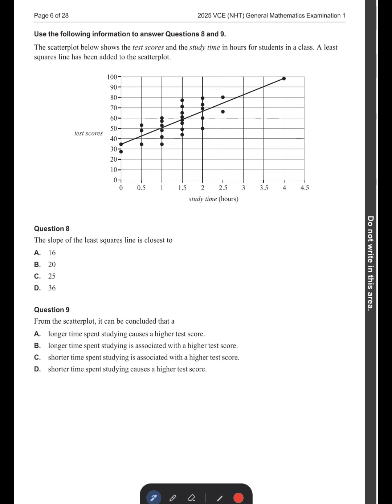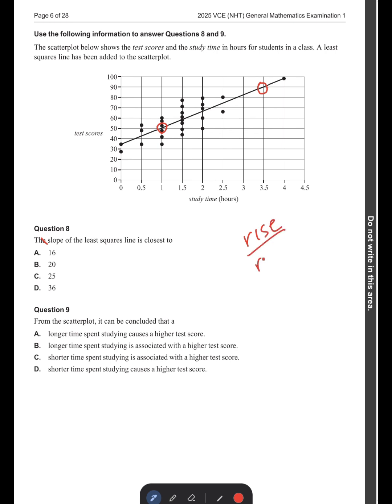Okay, use the following information to answer questions 8 and 9. So the scatter plot shows test scores and study time, and a least squares line has been added. The slope of the least squares line is closest to... All right, so for the slope we want to find points where the line crosses over perfect corners. So this one looks pretty good, and this one looks pretty good.